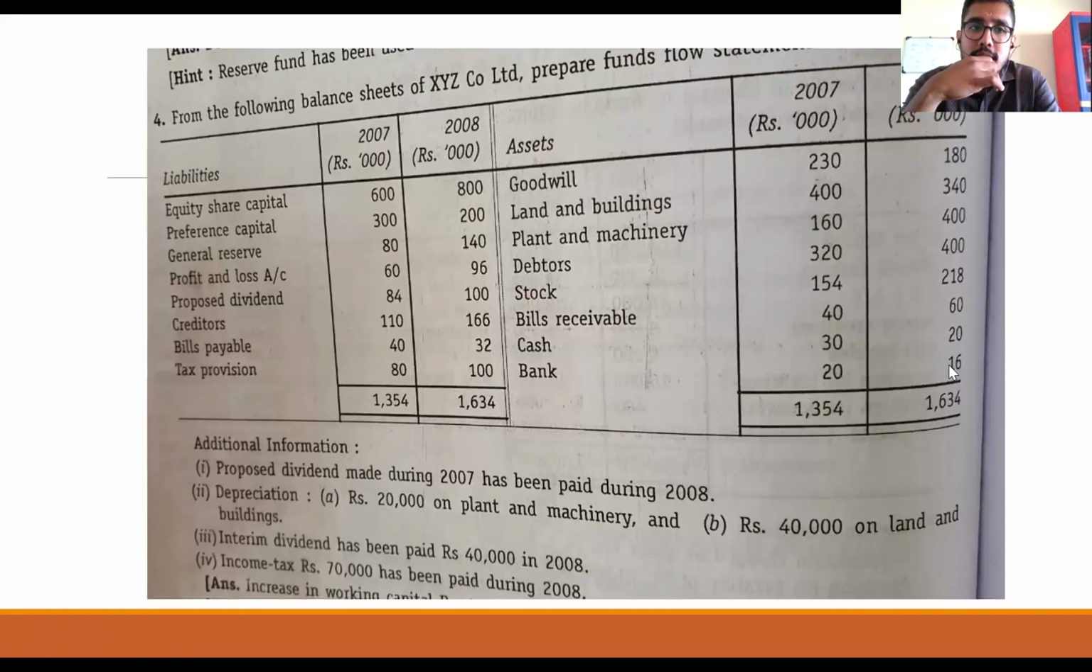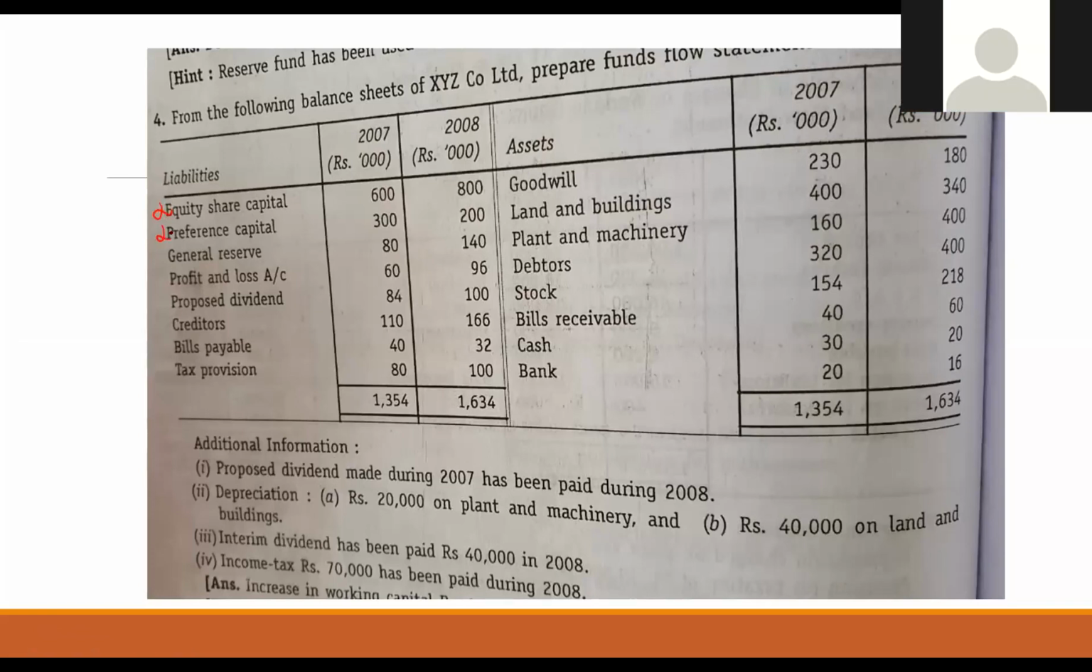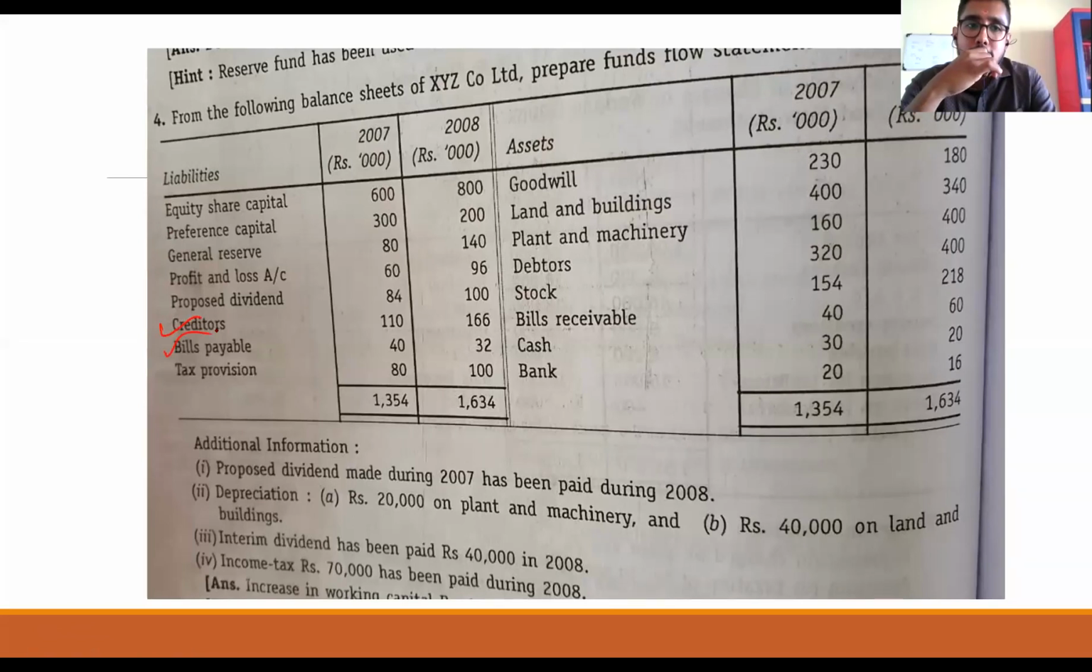balance sheet. So let us identify the current liabilities. Equity share capital? No, sir. Preference? No. Please tell me which are the current liabilities. Creditors, bills payable. Creditors and bills payable are only the two current liabilities. What about current assets? Debtors, stock, bills receivable, cash, bank. So we have two current liabilities and five current assets.